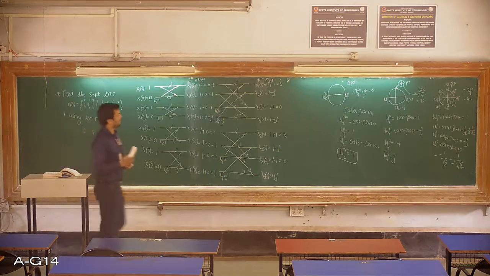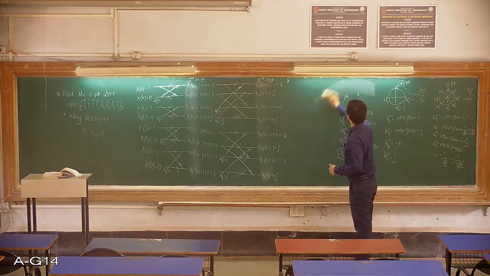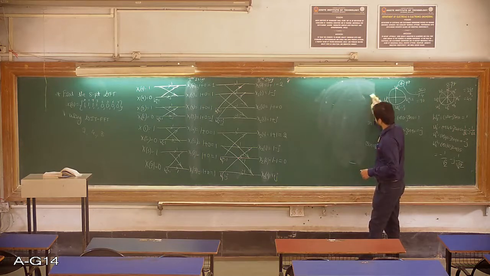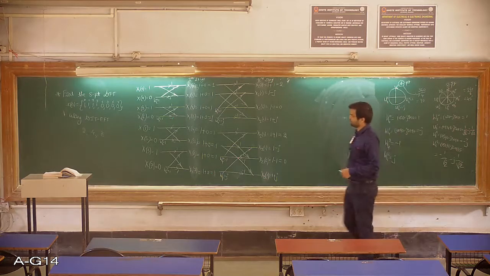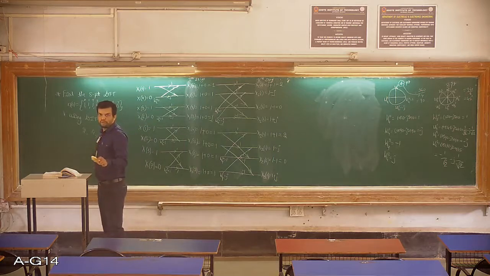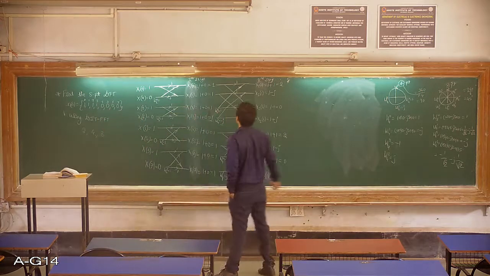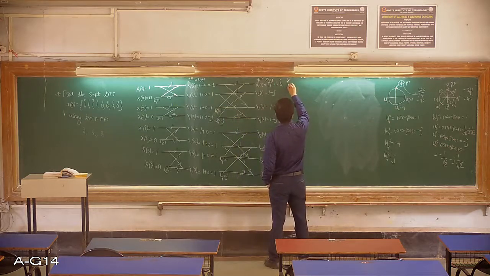The next calculation, the third stage calculation, the same procedure as I told. So 8 point, draw the butterfly diagram.